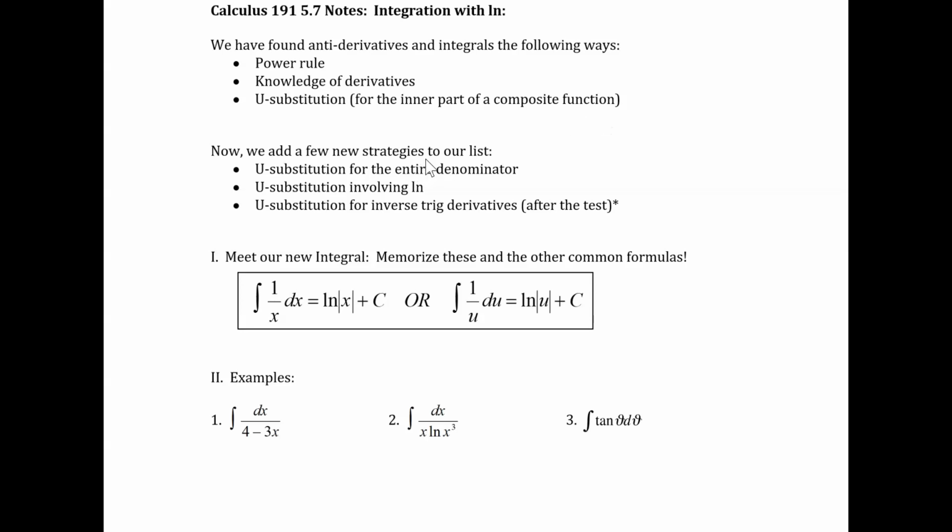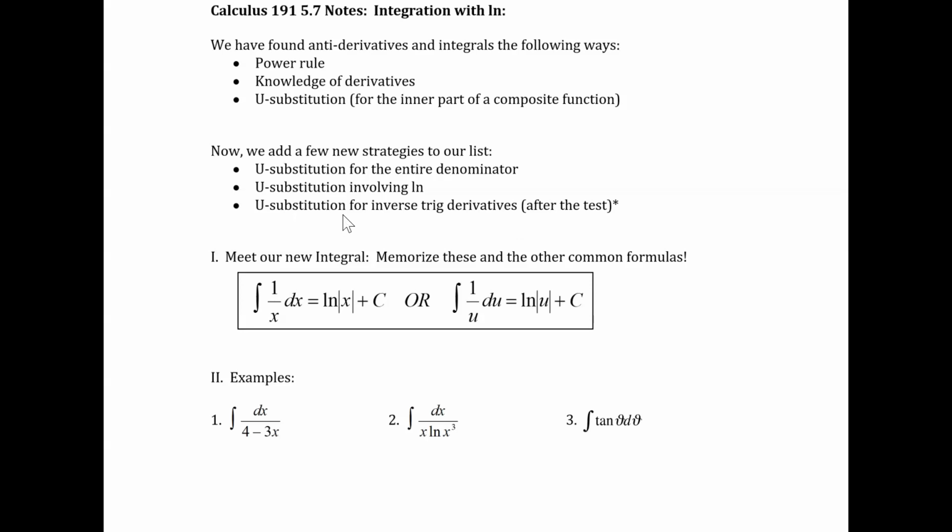Now we add a few new strategies to the list, and these are the topics that we're going to cover as we wrap up the class. In 5.7, we look at u substitution for the entire denominator as a possibility, and we also look at doing a u substitution for your terms involving natural log, again, as a possibility. And then in 5.8, after we take the test, we're going to talk about a u substitution for inverse trig derivatives, just because I don't want to confuse you too much right now.